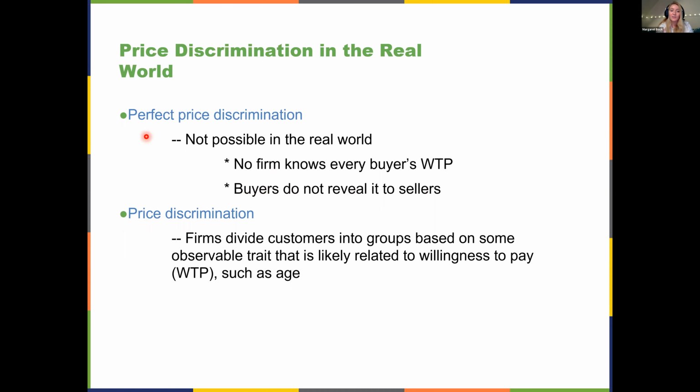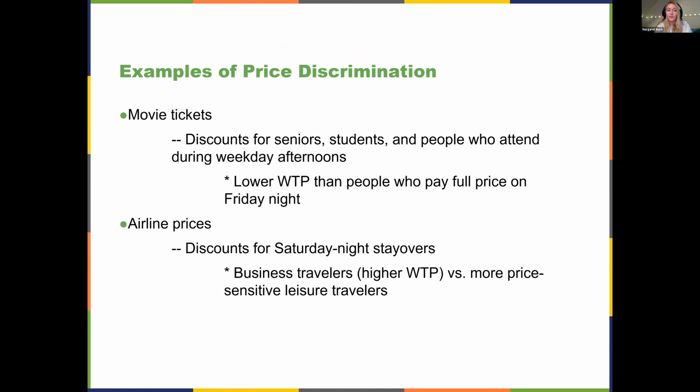But, you know, even though perfect price discrimination doesn't really happen in the real world, there are still very common examples of price discrimination that happen in many industries across the world. Firms divide customers into groups based on some observable trait that is likely related to willingness to pay. So we're going to go through a few real world price discrimination examples.